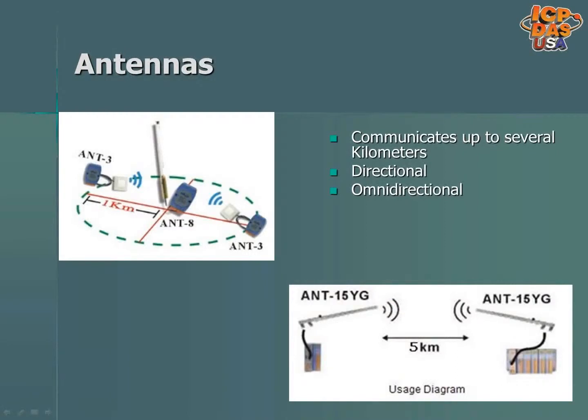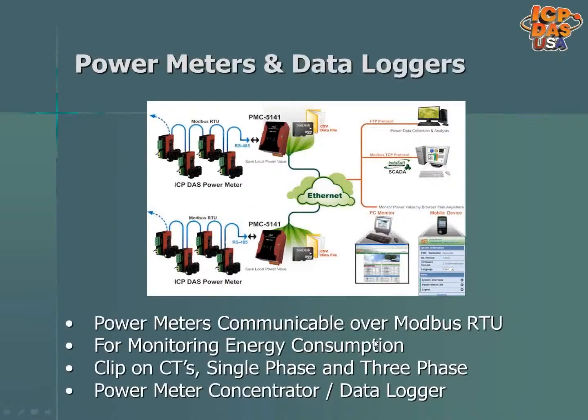Antennas can help to extend the communication distance for Zigbee and RF modems. We provide antennas that can communicate up to several kilometers. We have directional and omnidirectional antennas. Omnidirectional antennas support communication across an oval area, and directional antennas need to be pointed at each other to work.